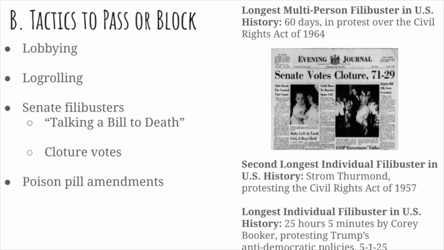The next tactic is referred to as log rolling. Log rolling refers to back in the day when you would get a new farm and you would clear off all of your trees, your neighbors would come help you roll all the logs off of the land so that you could plant crops.